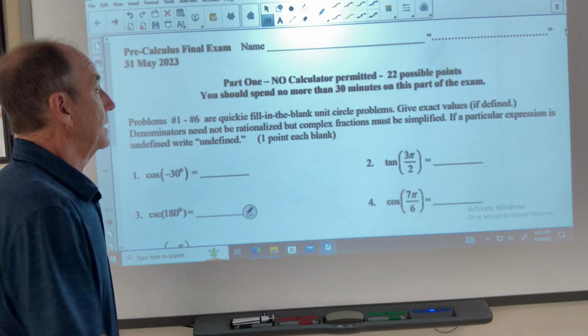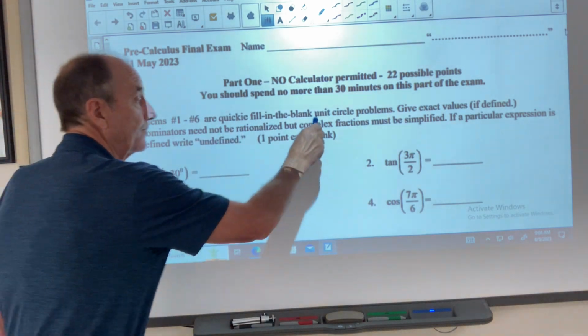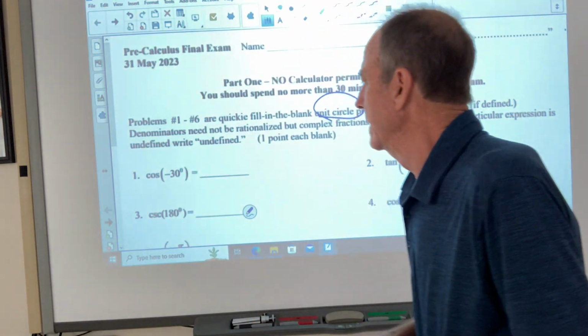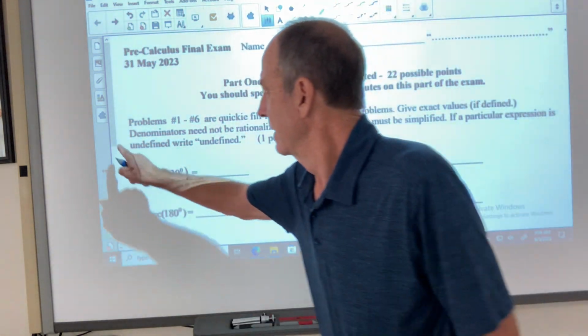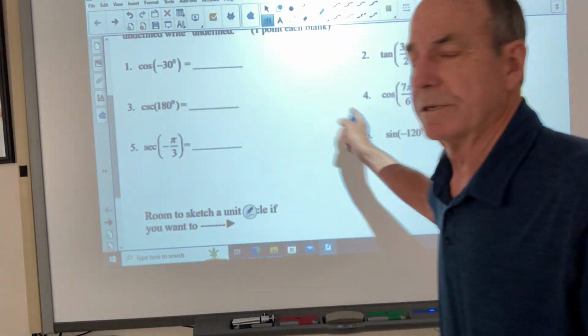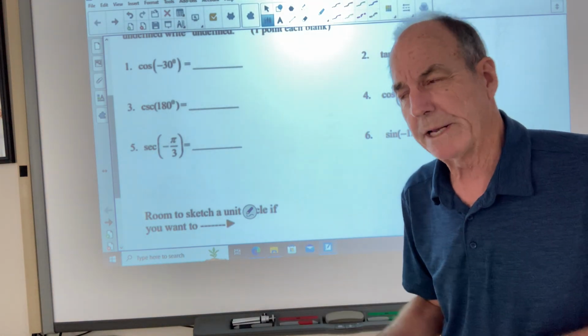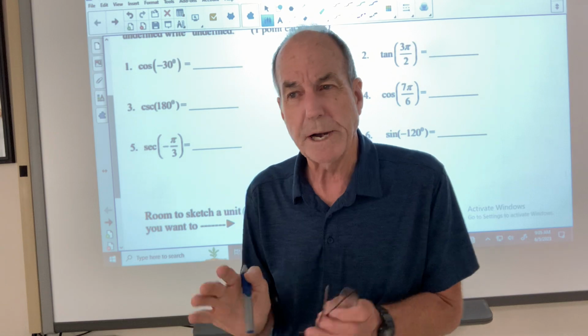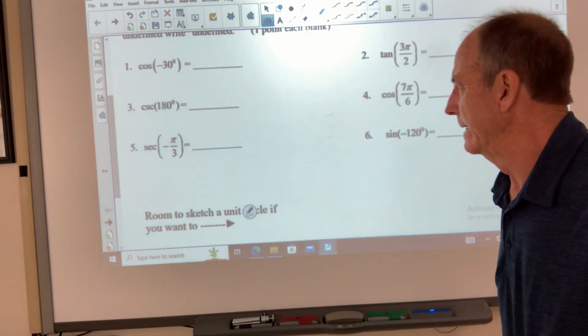So the first part is unit circle. A unit circle is the basic idea in trigonometry. We're asked to find the functional values for these 6 angles. Some are in degrees, some are in radians. Usually in AP Calculus, you'll be working in radians, but you need to be able to convert.